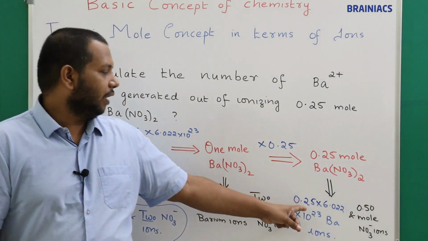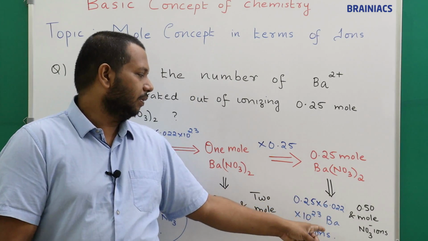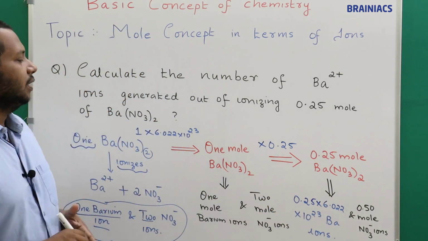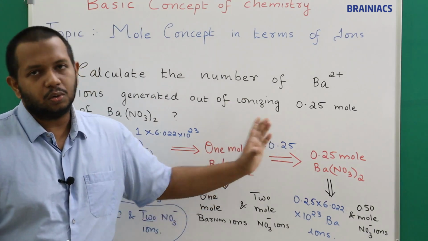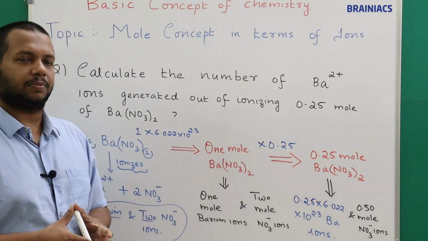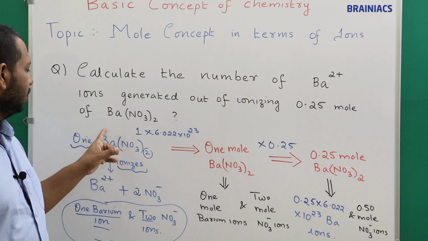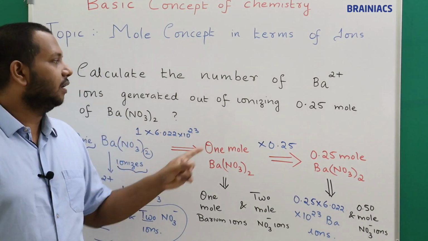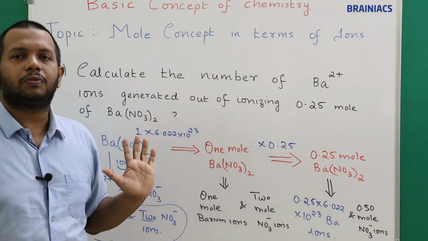Understood? 0.25 into 6.022 into 10 power 23 barium ions. This can be easily obtained from here also. Just for your understanding how we are doing it, I have explained all these steps. What you need to do is, with one compound, how many barium ions are generated? Only one. Then 0.25 mole means into 0.25. I got the answer.